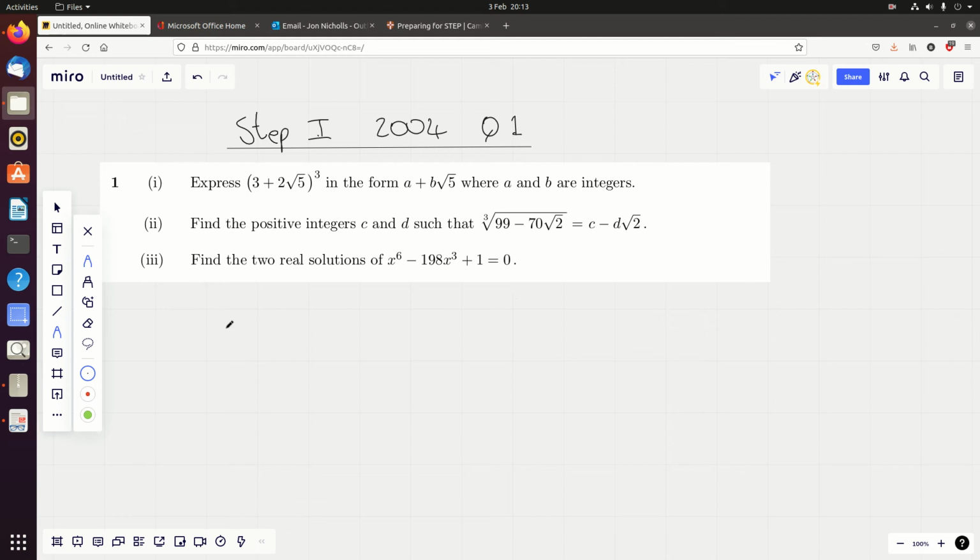Hi there. So this is the Step 1 2004 Question 1 solution. I've always liked this question. I think it was probably one of the first questions I actually managed to complete fully on Step, and so I often give it to students when they're first thinking about maybe looking at some of the questions in this paper. Anyway, let's get on with it.